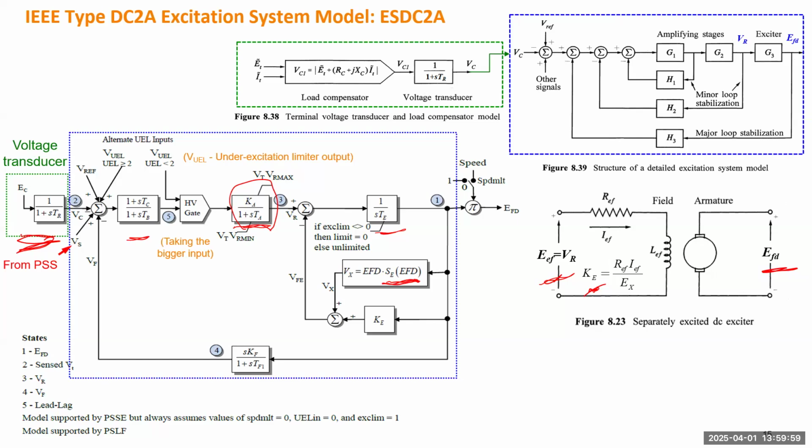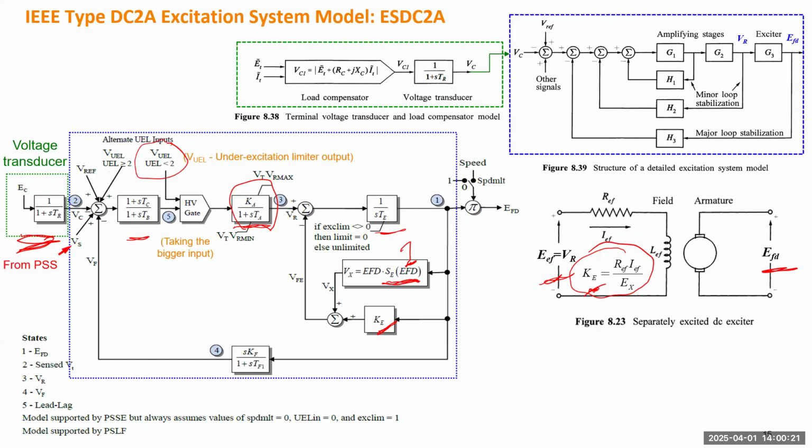Okay, if you ignore saturation, then this one will be 1, and this one will be 1. Otherwise, it will be less than 1. KE is actually some gain of the DC generator, so that one depends on this one. All right, so there are some other limits.